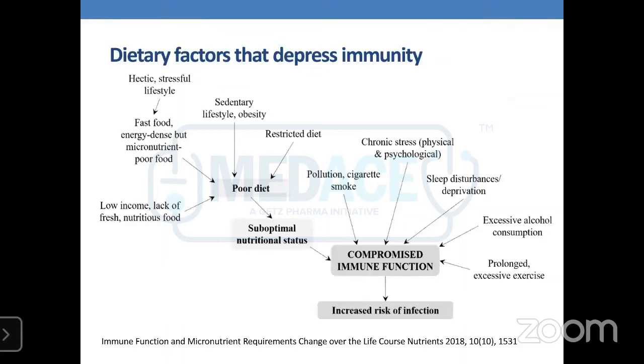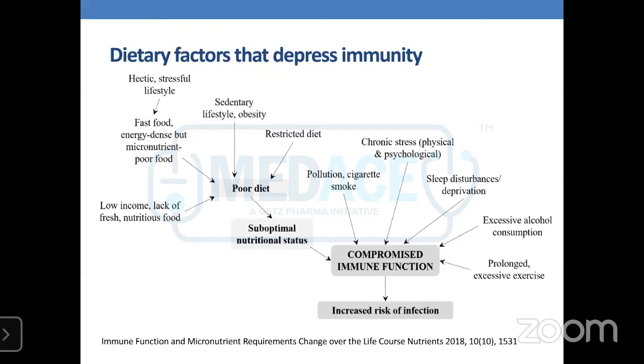Let's see the dietary factors that depress immunity. Why are we discussing this? Because during times of illness or disease, people often search for special diets and supplements to boost their immunity. The important thing to understand is that immunity is a complex process. It does not depend only on dietary factors, and it is not influenced by any specific food or nutrient. So we have to look at the dietary factors which depress the immunity of the body and make us more prone to diseases and infections.